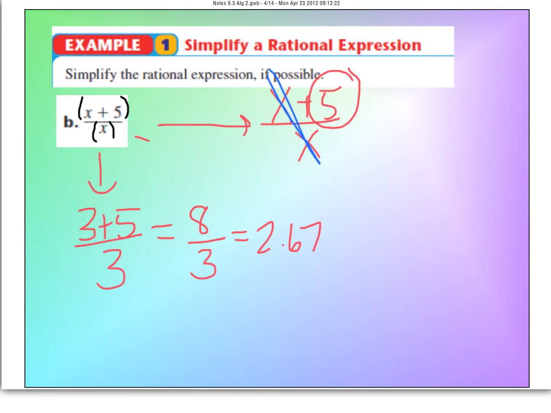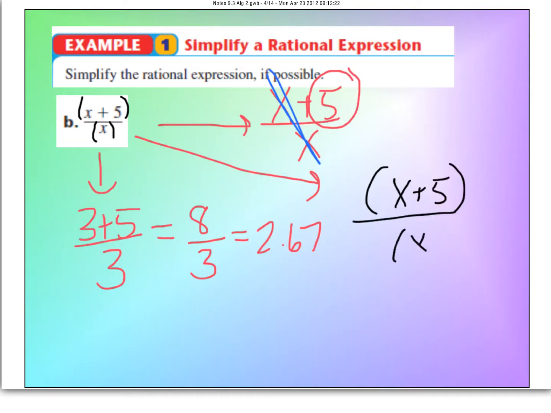So for this problem, if we have one group of x plus 5, and it's divided by another group of x, they have to look identical. So in order to cross off this group of x plus 5, I need another group on the bottom that looks just like that, that says x plus 5. There is not one, so for this problem, there's absolutely nothing I can do. I make no changes, and that is my final answer.